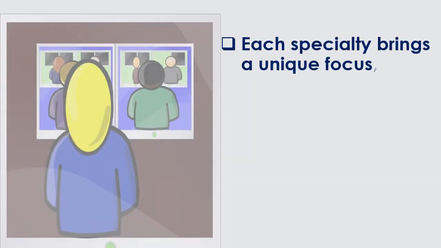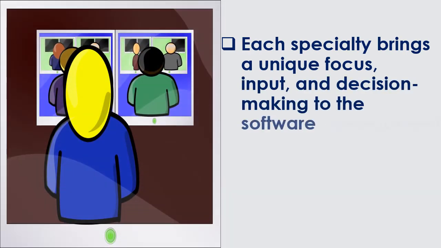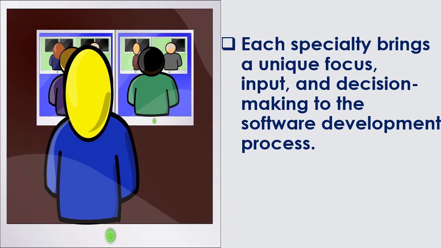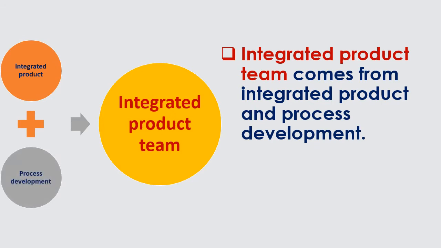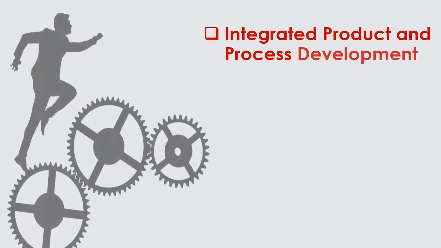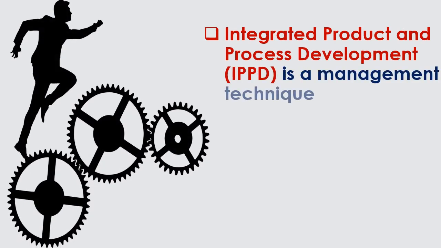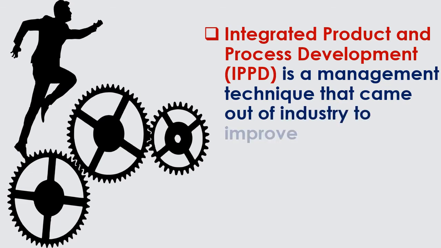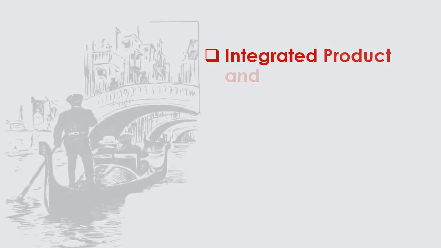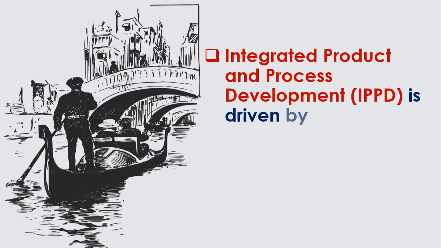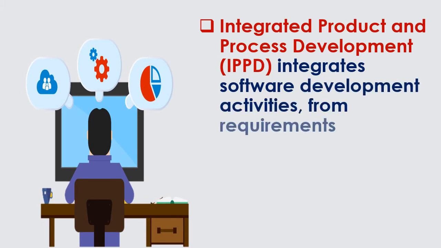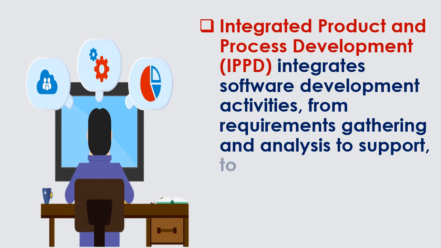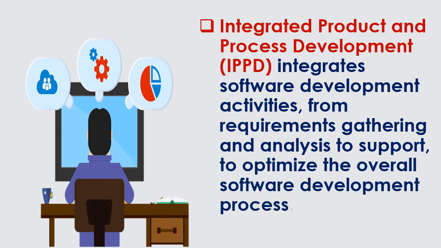Each specialty brings a unique focus, input, and decision-making to the software development process. Integrated product team comes from integrated product and process development. Integrated product and process development is a management technique that came out of industry to improve competitiveness and customer satisfaction. Integrated product and process development integrates software development activities from requirements gathering and analysis to support to optimize the overall software development process.